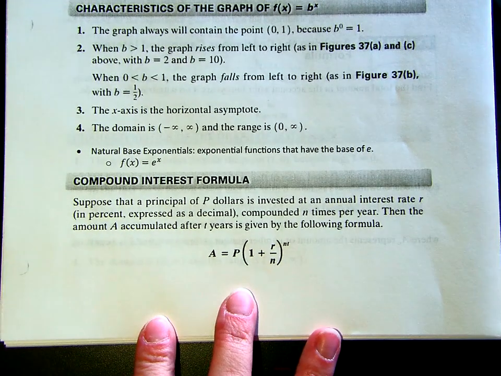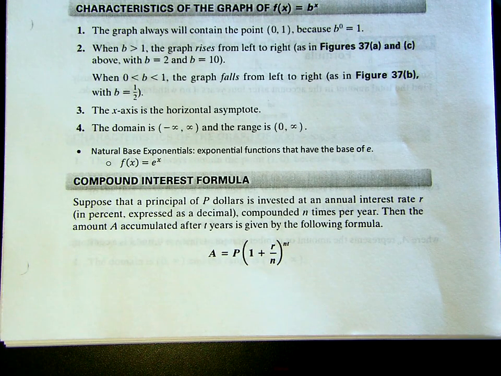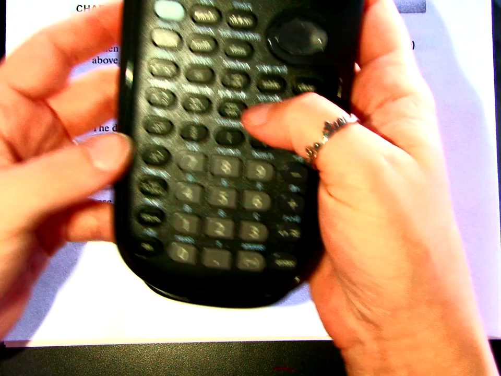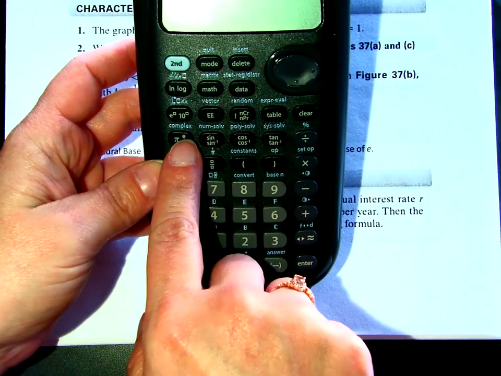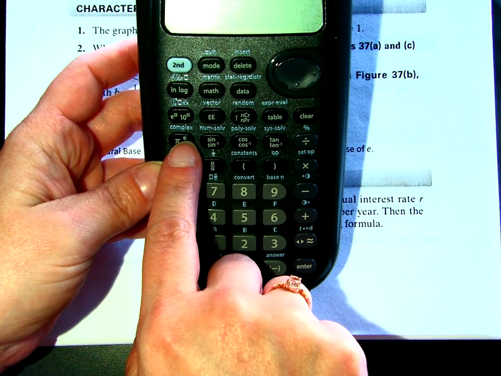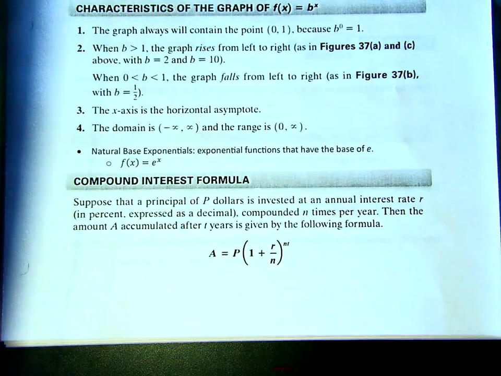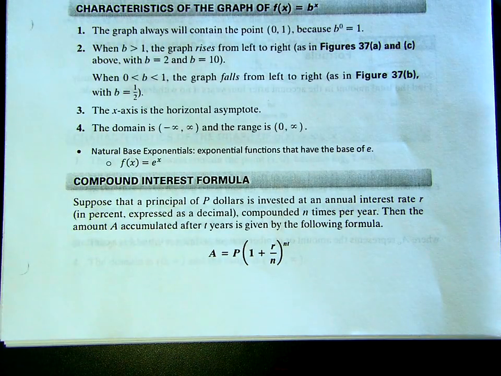There are some special exponentials known as your natural base exponentials. These are the exponential functions that have a base of e. On most of your calculators, regardless of which kind you have, this one is not an approved calculator, but it has this e here next to the pi. E is an irrational number, and we use it in math, kind of like we use pi.